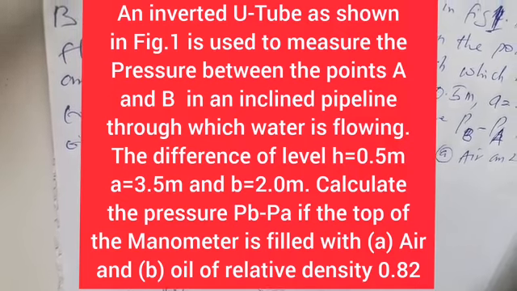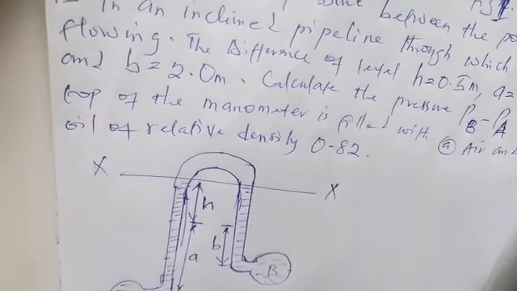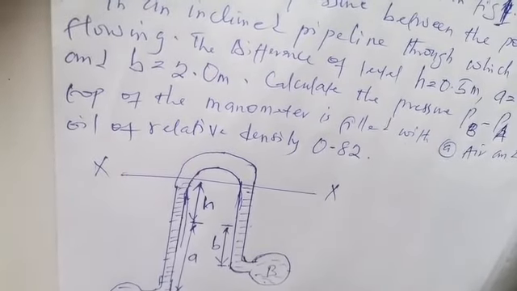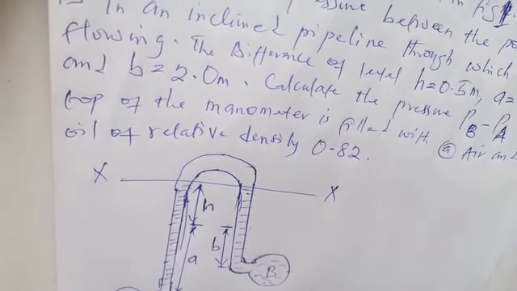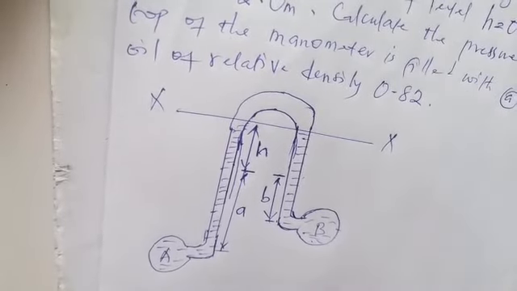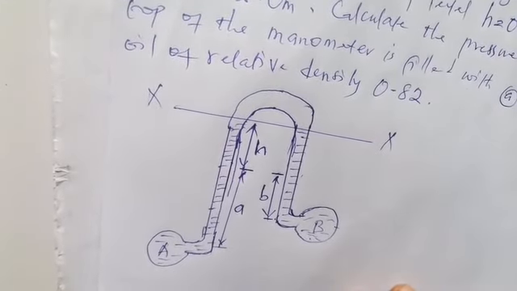0.82. Okay, so in this question it was used oil of relative density 0.82, but I just explained earlier that specific gravity is the same thing as relative density. So let's take a look at the diagram. This was the diagram given to us.